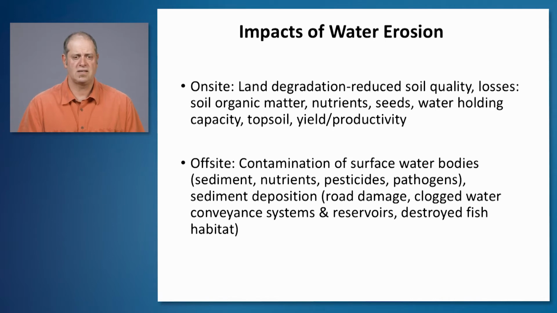The off-site effects are largely contamination of surface water bodies with sediment, nutrients, maybe pesticides or pathogens, but also deposition, local effects. When sediment is deposited on roads or in water conveyance systems or in reservoirs, that destroys habitat, that destroys water quality, but it also can diminish our water supply or our carrying capacity over time. And this can be very expensive.